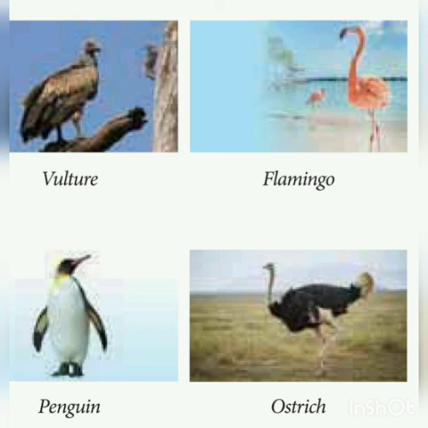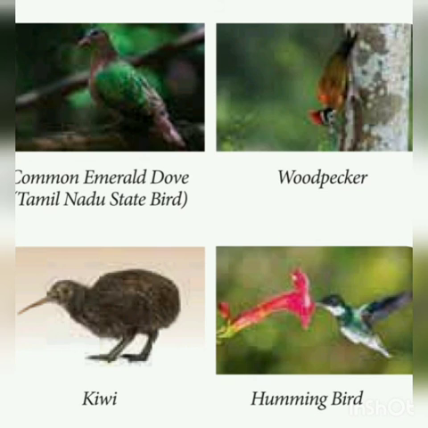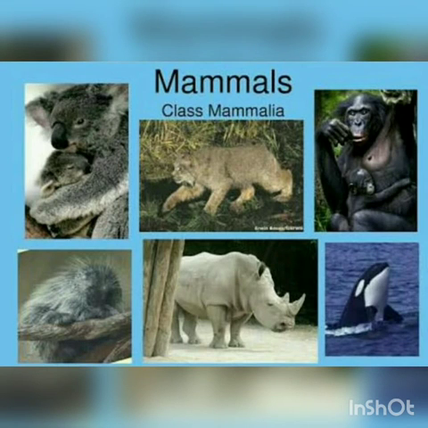The heart is four-chambered. Urinary bladder is absent. Migration and parental care is well marked. And respiration is by lungs. They have air sacs.